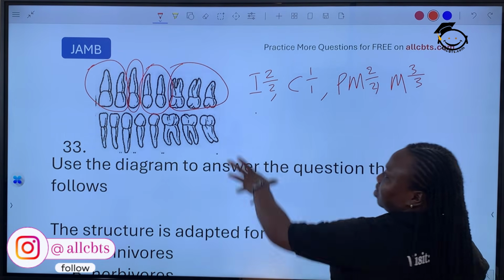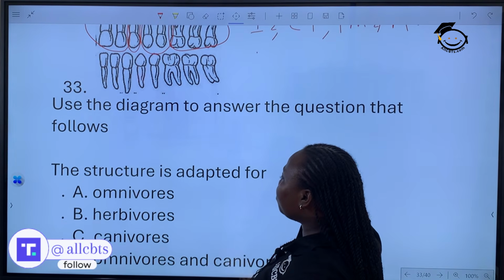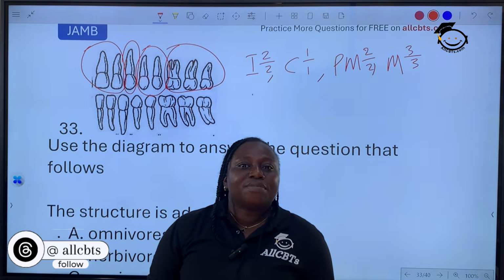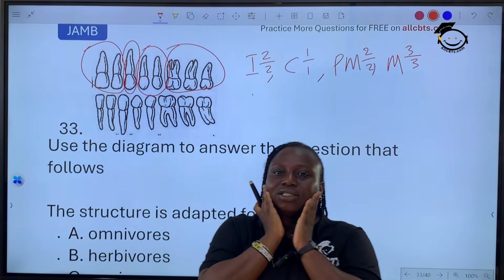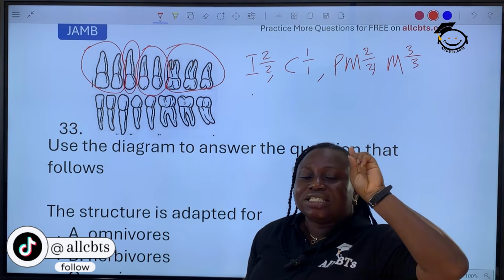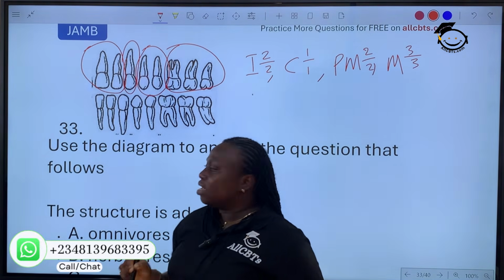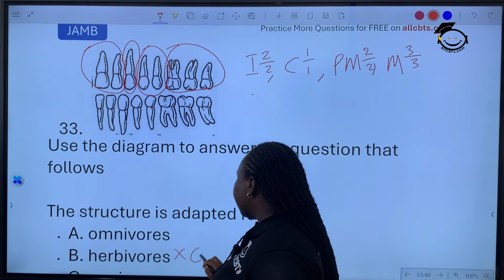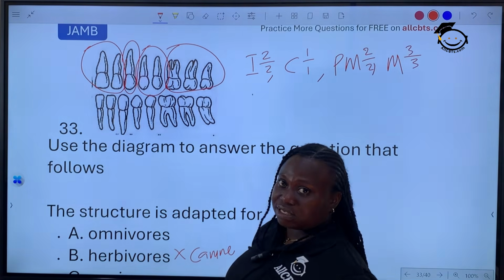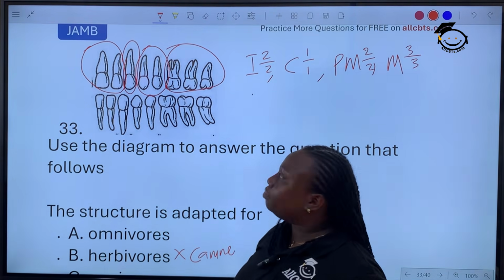Now, in case you forget this kind of thing, let's look at the other options that we have. We have herbivore and carnivores. The reason why it cannot be herbivores, don't forget that herbivores have molars. Why? Because they feed on plants, so they don't have anything to tear. So when you see the dentition of a herbivore, they don't have the canine. Herbivores will not have a canine. That's the difference between this. I'm trying to tell you just by seeing that it is omnivore.